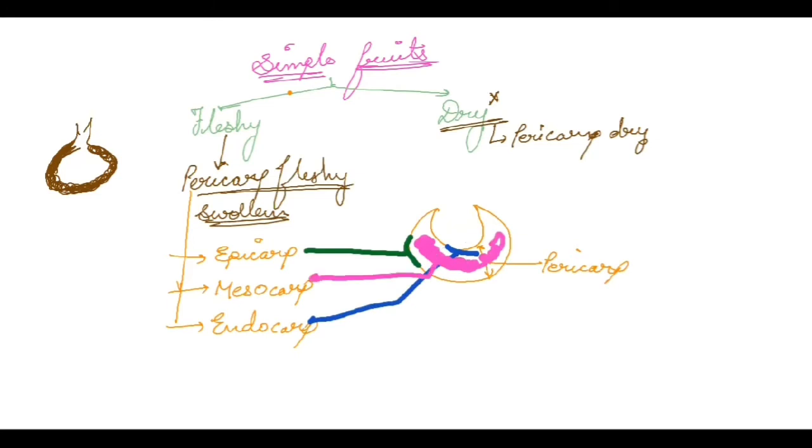So basically, pericarp has been divided into three parts: epicarp, mesocarp, and endocarp. Epicarp is the outermost covering. Usually we call it the peel of the fruits. Now, among fleshy fruits, different kinds of fleshy fruits are there, and the one kind we have to study is drupe.